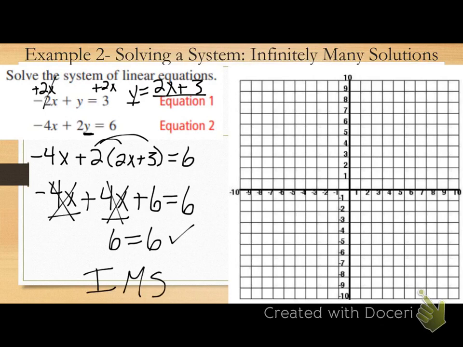Infinitely many solutions. The variables cancel each other out. You get a true statement. It's infinitely many solutions. Okay? Questions on substitution with infinitely many solutions? Can I erase and do elimination? All right.